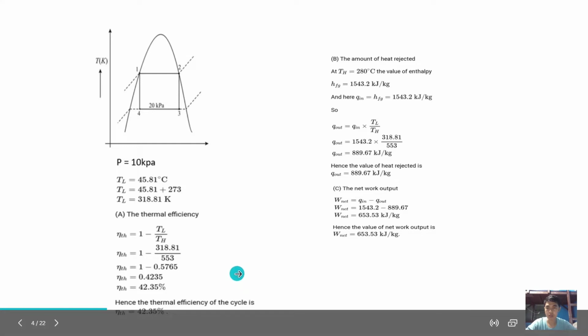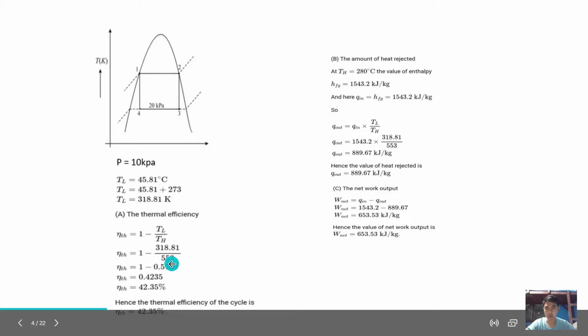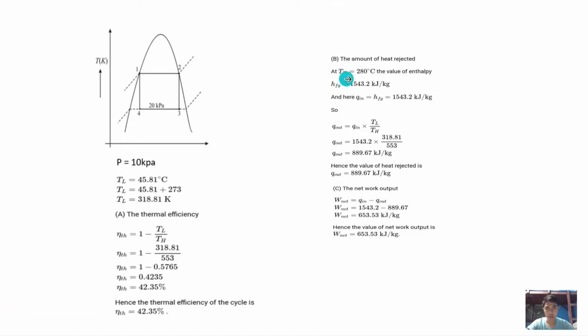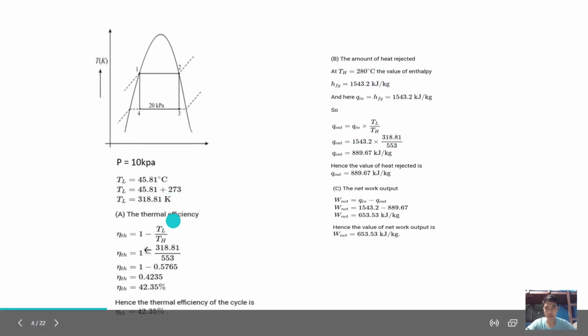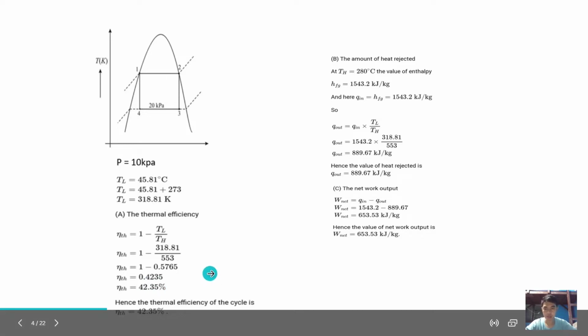Now we can get the thermal efficiency. Efficiency equals 1 minus T-low over T-high. Substituting, 1 minus 318.81 over 555, where T-high is 280 plus 273 Kelvin, which is 553. That gives 0.4235. Times 100%, we get 42.35%, which is the thermal efficiency of the cycle.